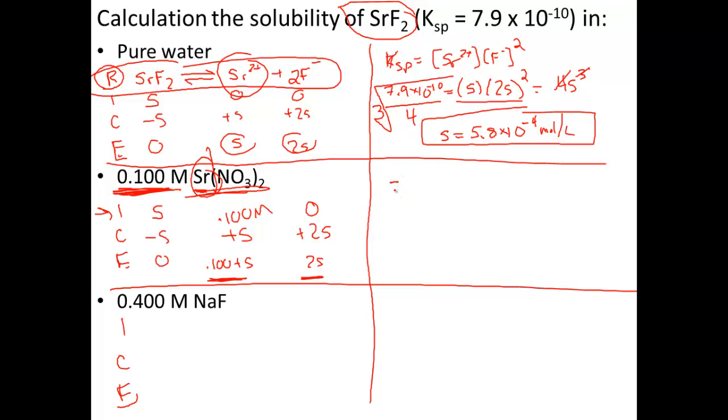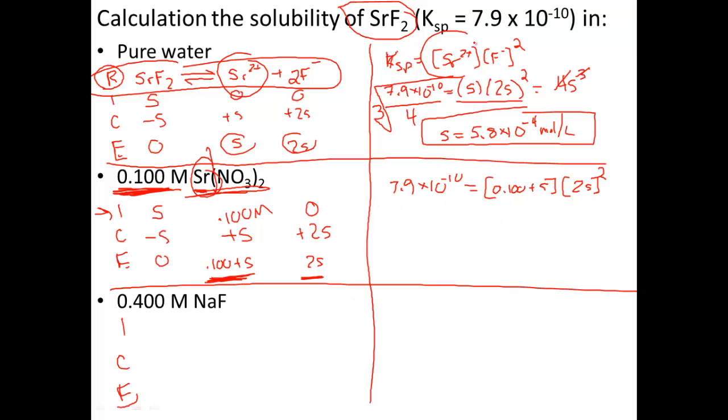So KSP is 7.9 times 10 to the negative 10th, and that equals the strontium ion, so that's going to be this one, 0.100 plus S, times 2S, and then that's squared. Okay, so a couple of things we're going to do here.